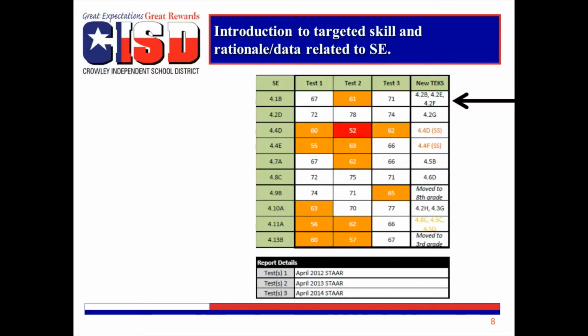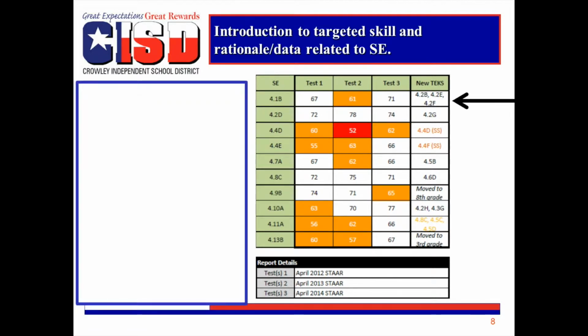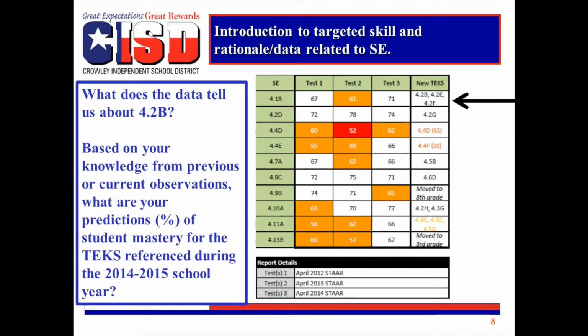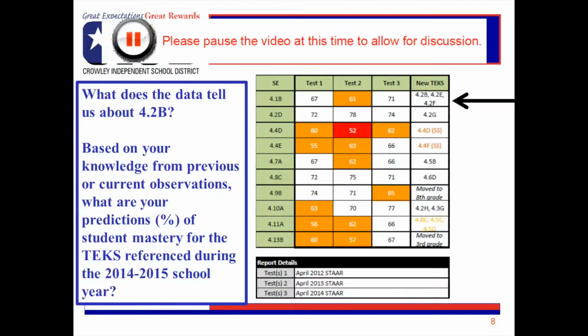Please keep in mind the other hotspots shown in this heat map will be targeted when the skills align with the year at a glance. Based on the heat map displayed, please pause and discuss. What does the data tell us about 4.2b? Based on your knowledge from previous or current observations, what are your predictions of student mastery for the TEKS referenced during the 2014-2015 school year?